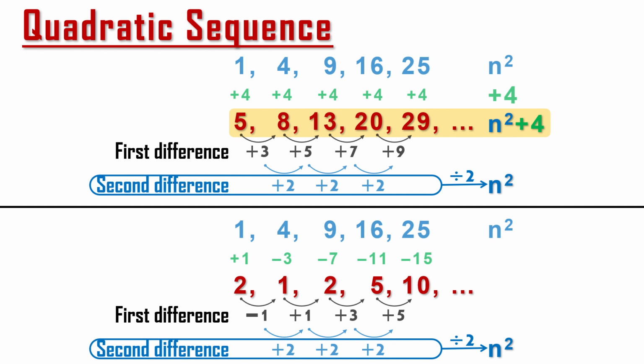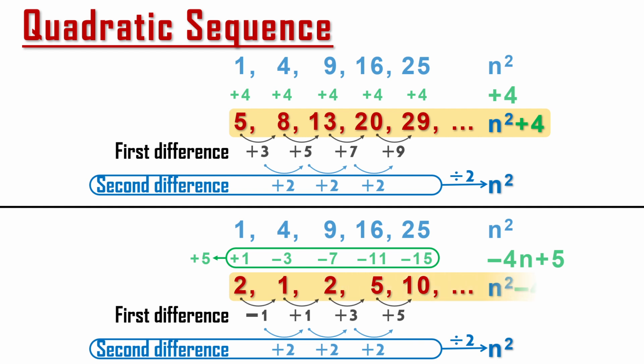Do you remember how to find the general term easily? The difference is negative 4, so it contains negative 4n. We need to add a hidden constant term, which is plus 5. When we combine n squared and negative 4n plus 5, we get the original sequence. The general term for this sequence is n squared minus 4n plus 5.